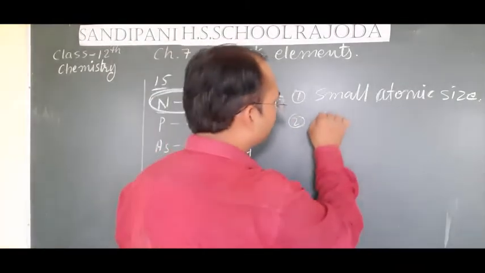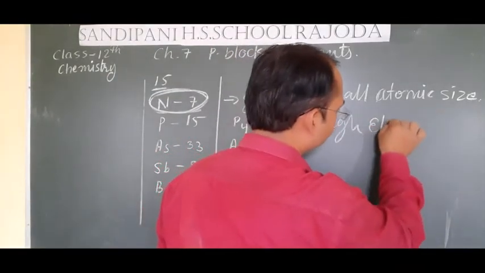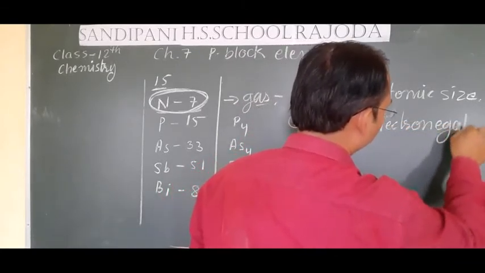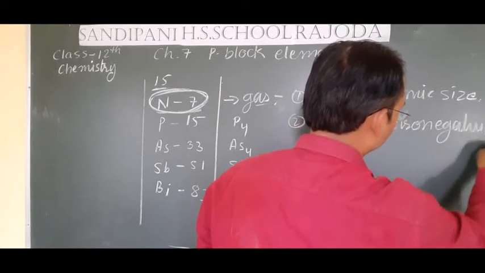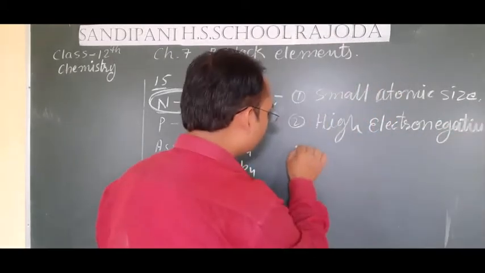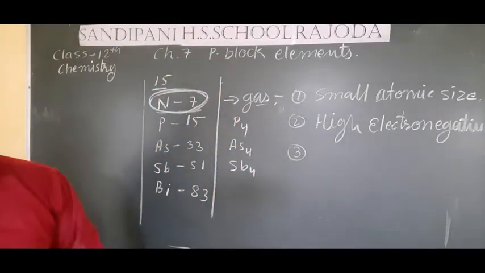So the second point is high electronegativity. Due to the high electronegativity, nitrogen also shows the anomalous behavior.